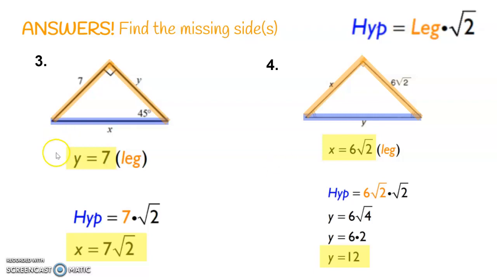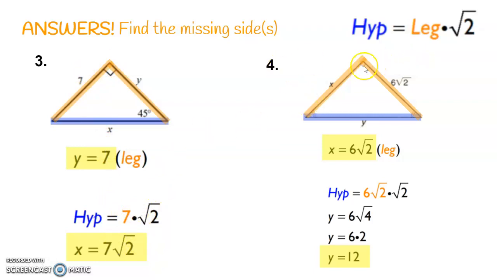All right, here are the solutions that you should have gotten when you worked on those two problems. Notice if my leg in problem number 3 is 7, my other leg also has to be 7 because this is a 45, 45, 90 triangle. When I plugged 7 into my formula, I got my hypotenuse to be 7 times the square root of 2, which is 7 root 2.